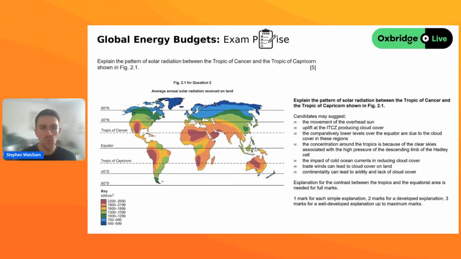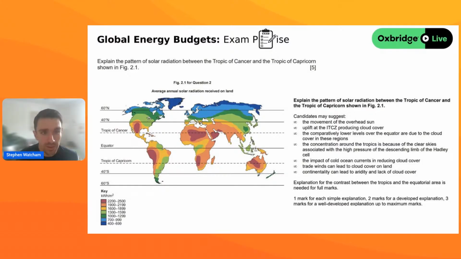Fantastic. Right. As a final question for global energy budgets, explain the pattern of solar radiation between the Tropic of Cancer and the Tropic of Capricorn shown in figure 2.1. I've put the mark scheme up there just to have a little think through and jog some memories, and then I'm going to show you a model answer. I'm going to give you 30 seconds to think about it again, but be aware of our command word here.